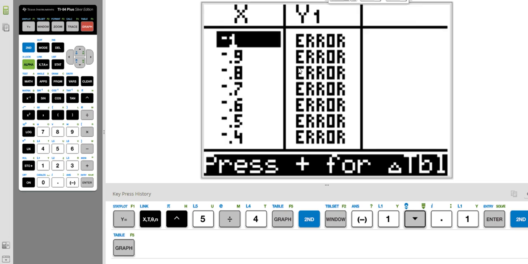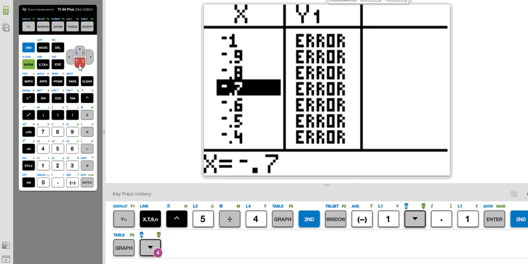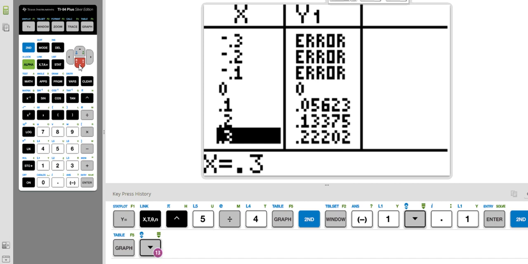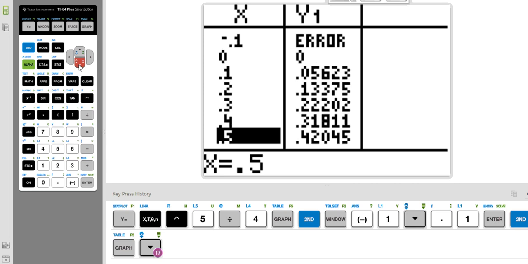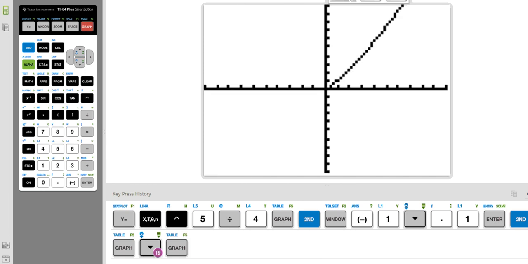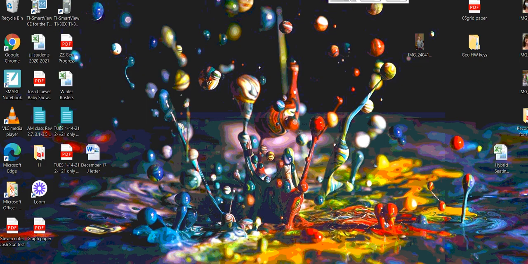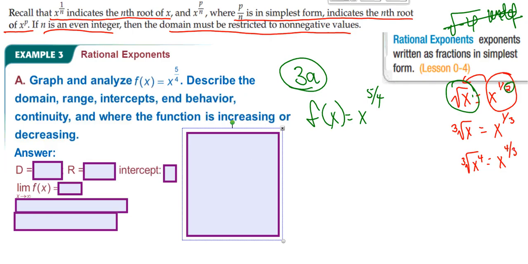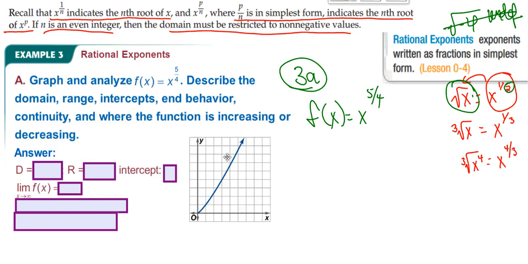So notice that it has an error message for all of those. And then as we arrow down and get closer, at 0, it's 0. And then we get values for that as we go. So that is what our graph looks like. Now that we've seen that, it just looks a little funny to me on there, but that's okay.